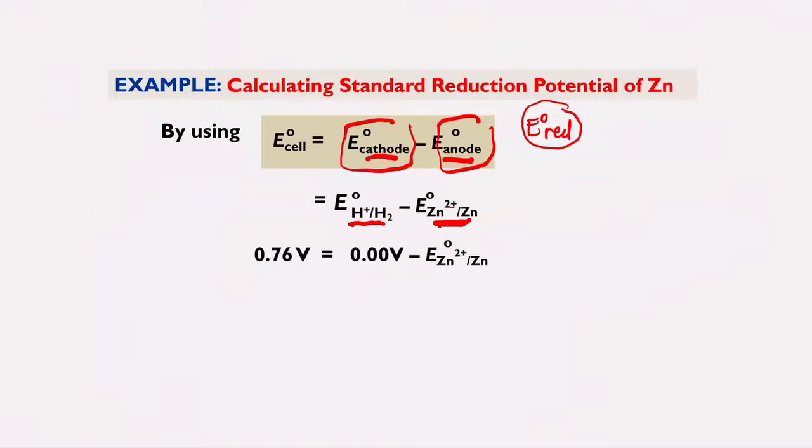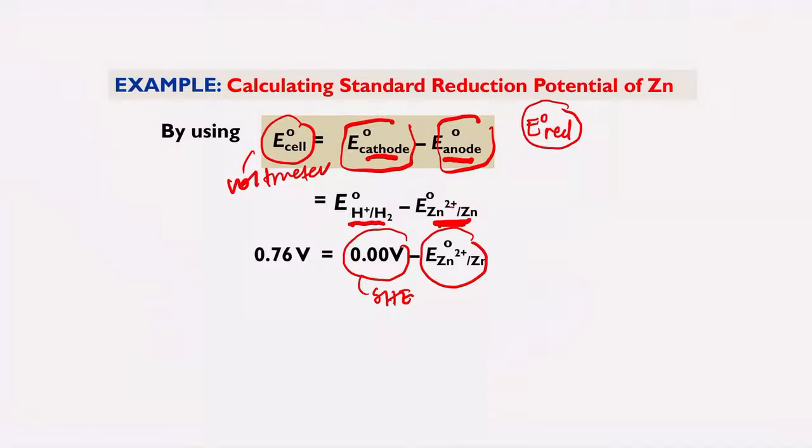Alright, so when you plug in your value, ini daripada voltmeter, ini dah tahu daripada SHE punya electrode potential. Ini yang kita nak cari. Okay, so kita boleh cari lah. Terus dapat minus 0.76 volt.